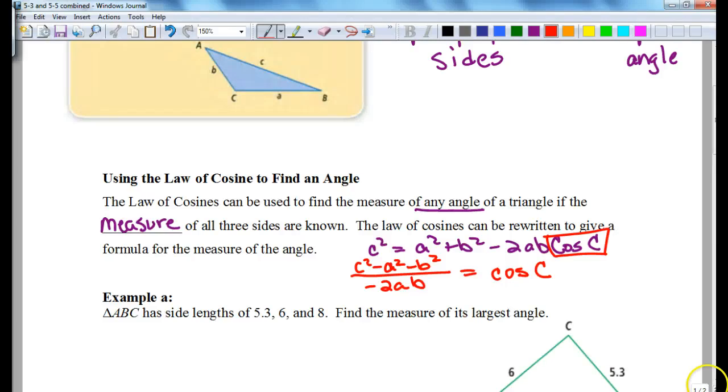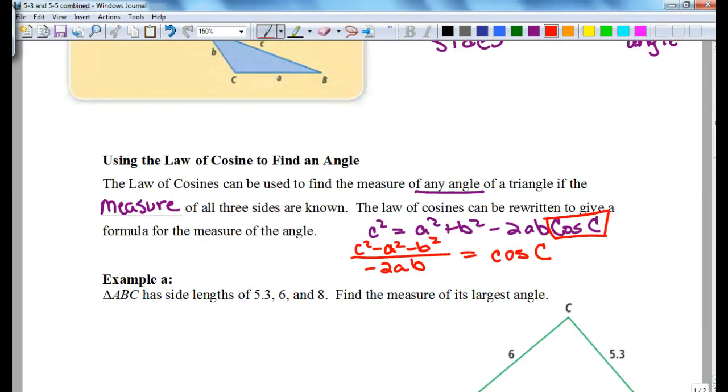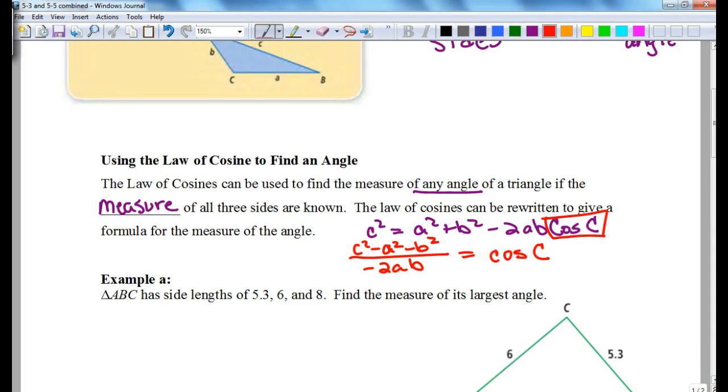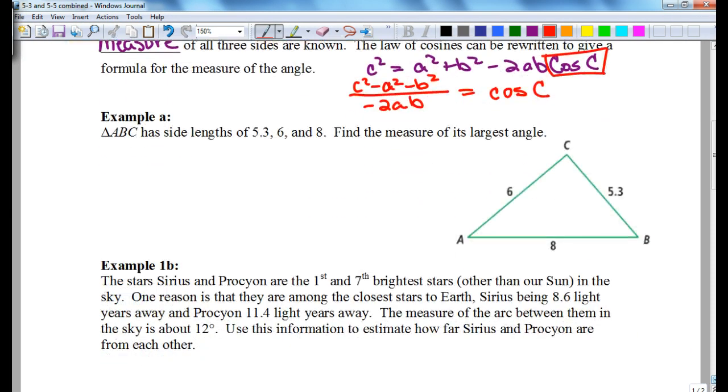All right, so moving on, let's look at this problem right here, an example. We have a triangle with sides 5.3, 6, and 8. And it wants to find the measure of its largest angle. Which one do you think is the largest angle? C. So we're looking for this angle right here.